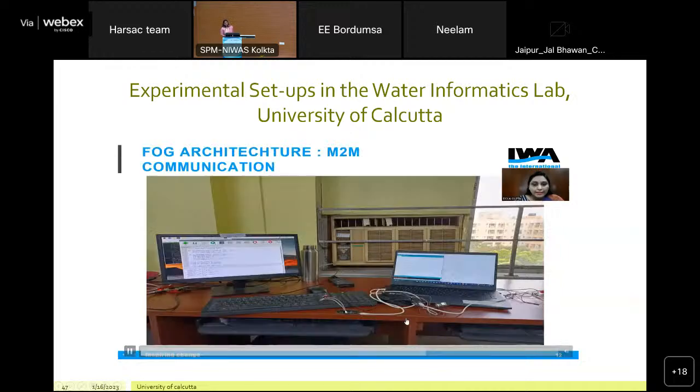This is the architecture that I was talking about. Data goes to this Raspberry Pi module.